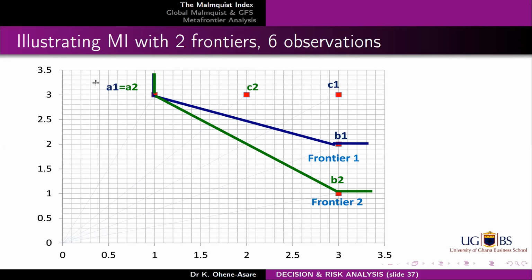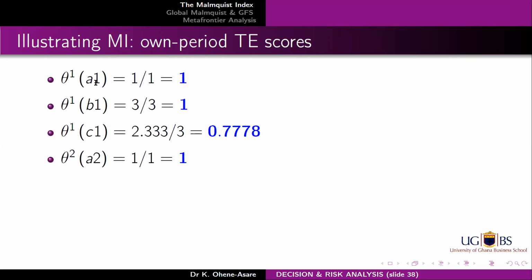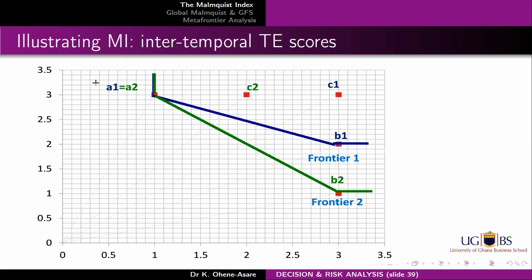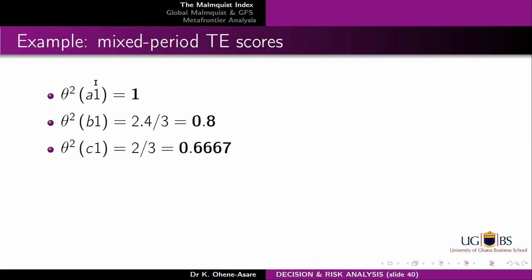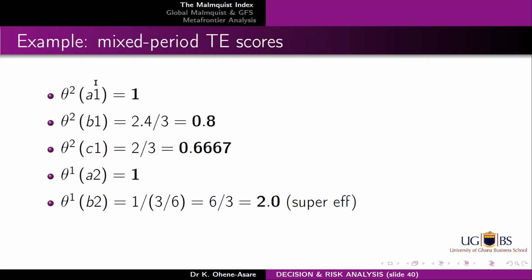Okay, so I have theta 2 bracket A1, so A1 relative to frontier 2 to be 1. And then theta 2 B1 0.8. Theta 2 C1 0.66. And then theta 1 A2 1. Theta 1 B2 2. Theta 1 C2 0.875. The last one is what? 0.8. All right, 0.875. Did you mention the 2? Yes, I did.